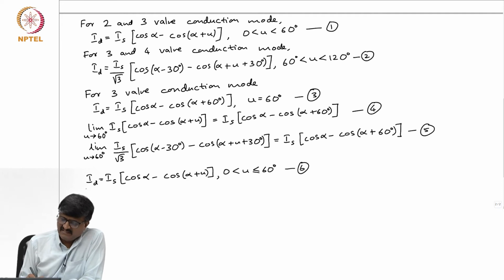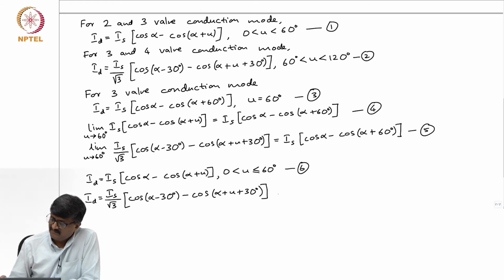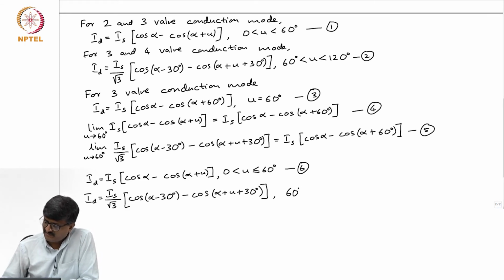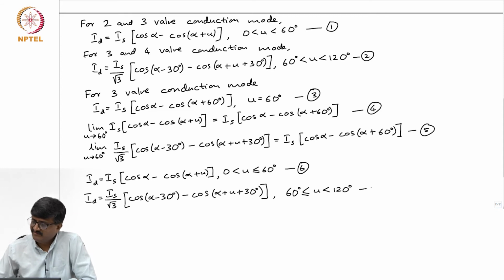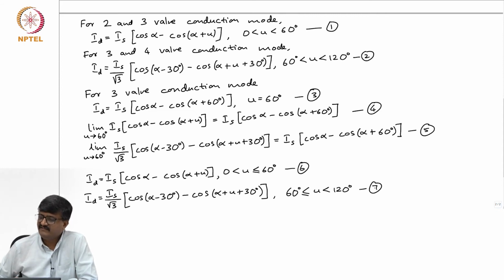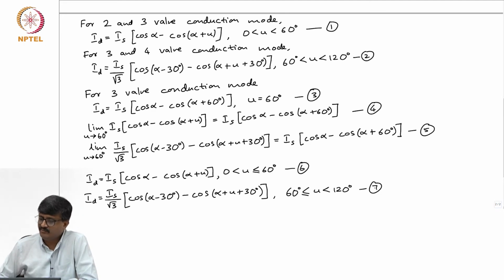Similarly, from equation 2, what I have is id is equal to IS by root 3 cos alpha minus 30 degrees minus cos alpha plus u plus 30 degrees. From equation 2, this is applicable if u is greater than 60 degrees and less than 120 degrees. But we just now showed that it is also applicable if u is equal to 60 degrees. So let me call this equation 7. Equation 7 is nothing but equation 2 with the additional information that it's valid even for u equal to 60 degrees.